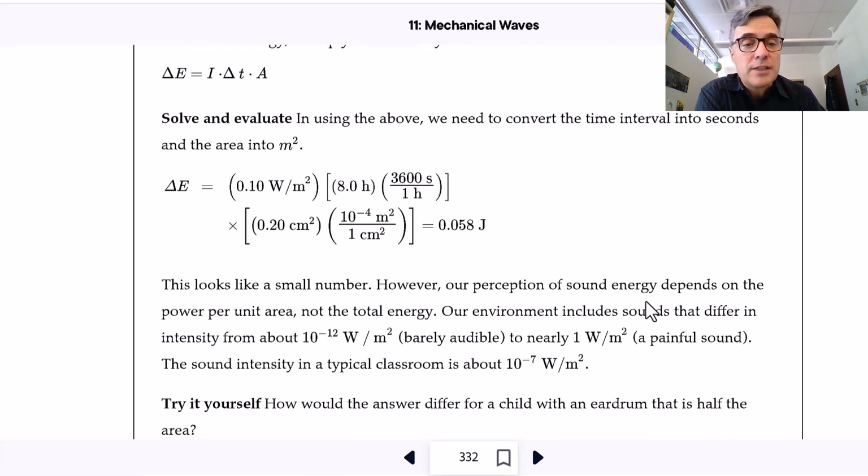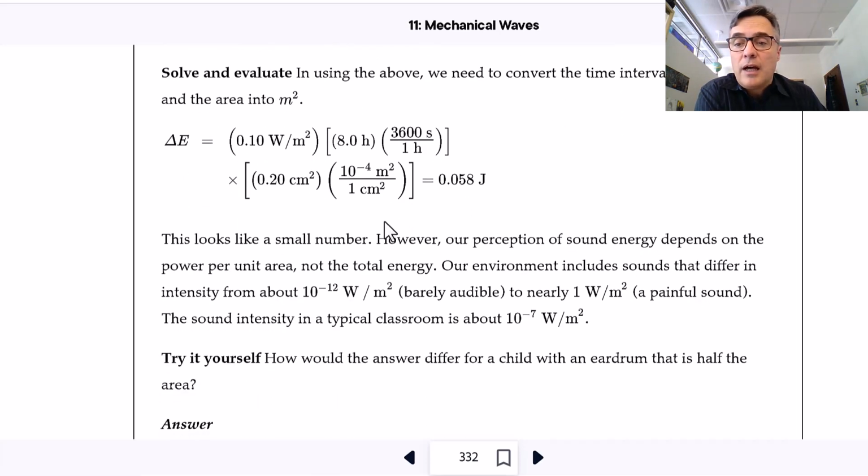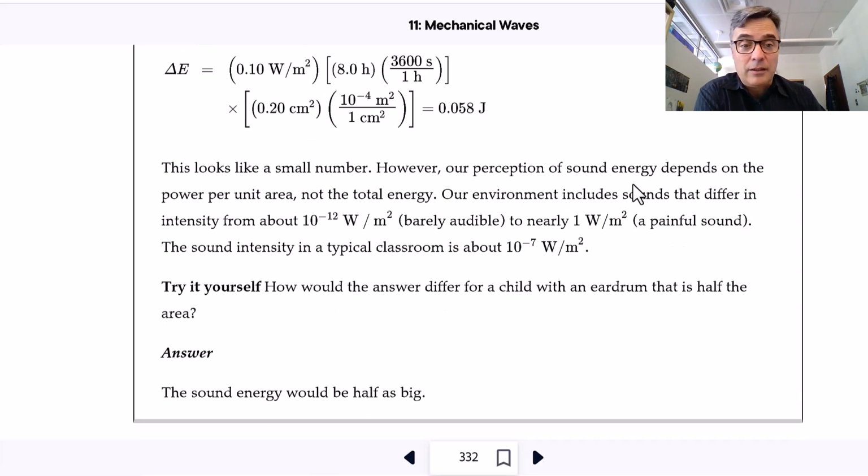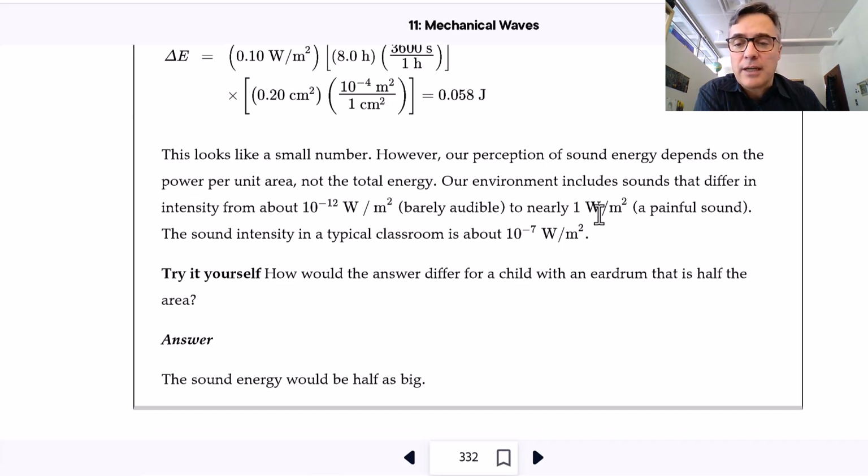This looks like a small number. However, our perception of sound energy depends on power per unit area, not the total energy. So it says that our environment includes sounds that differ from about 10 to the minus 12 watts per meter squared, barely audible, to nearly 1 watt per meter squared. So this is a difference of 10 to the 12. That's 1 trillion times different between barely audible and painful sound.